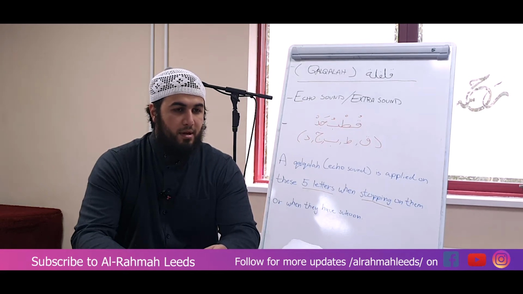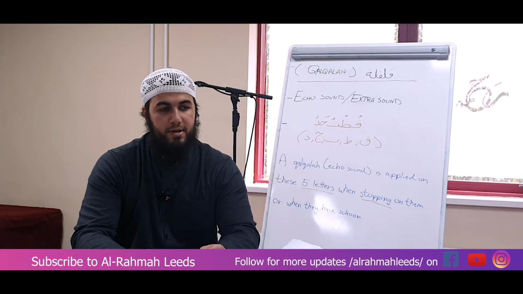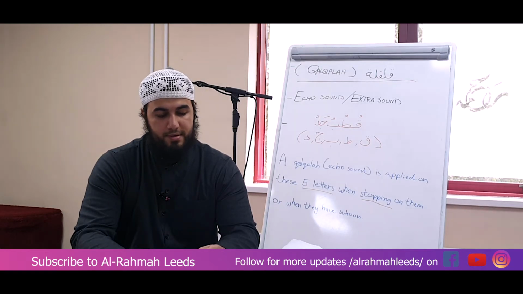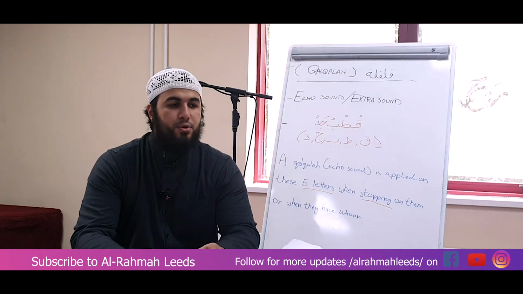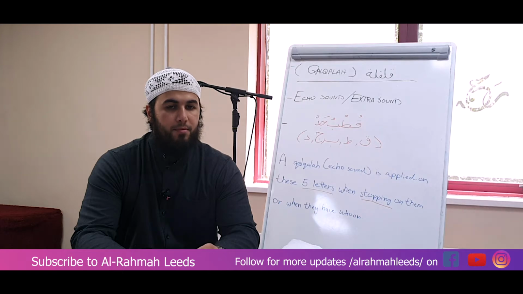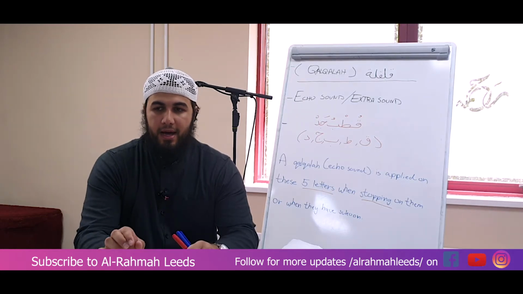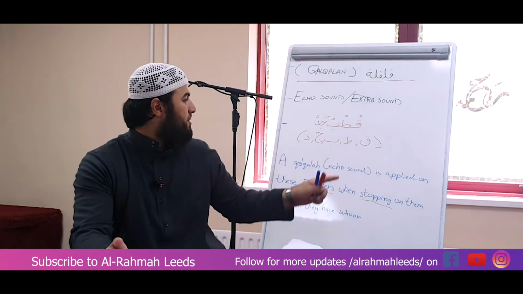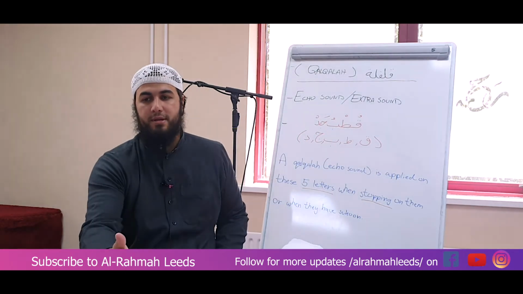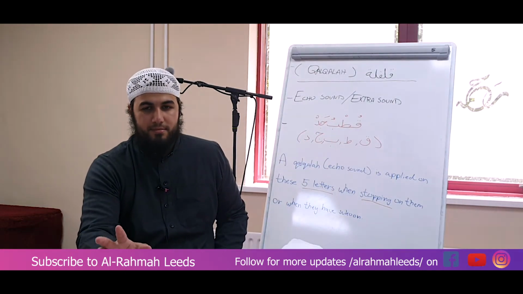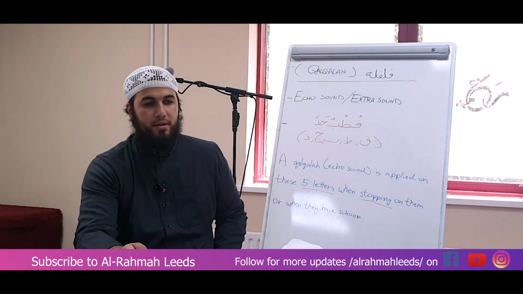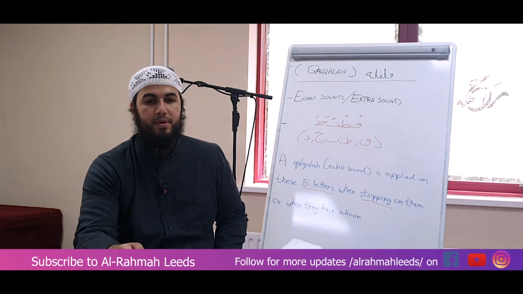How many letters are there in qalqalah? 5. And they are combined into the phrase قطب جد, qutbujad. When do we have a strong qalqalah? With sukoon? No. With the shadda. And there are very few of those. It's rare to get a shadda and one of these 5 letters and that you're stopping on it. There's about 3 words that only come to mind, and that's if you choose to stop on them.